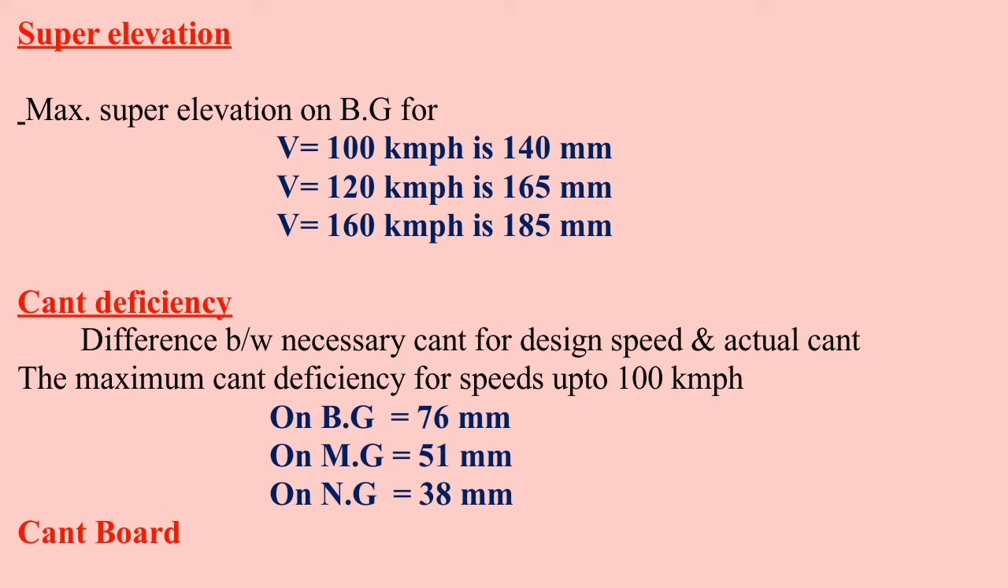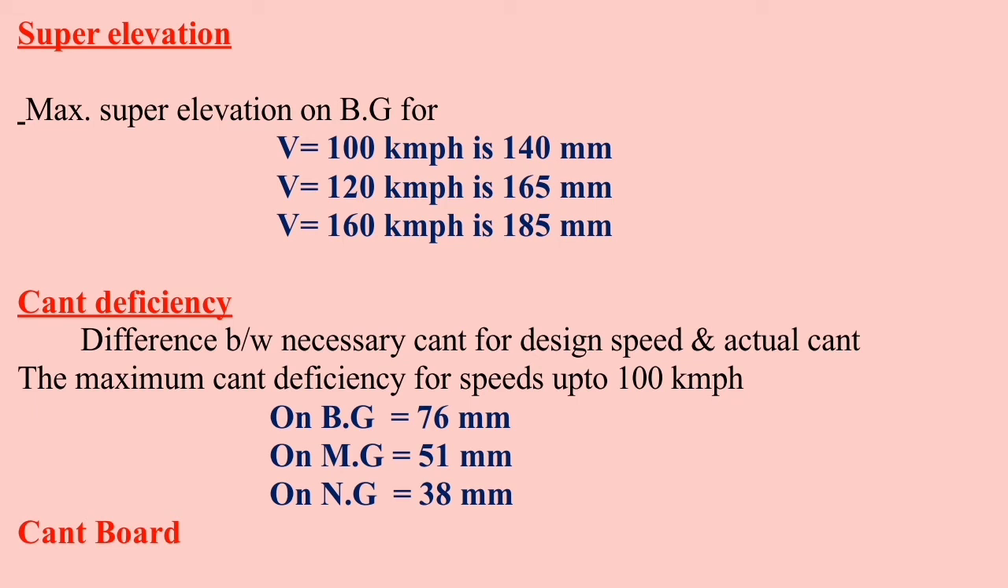And what is a cant deficiency? The difference between equilibrium cant required for maximum permissible speed on the curve and the actual cant provided is known as cant deficiency. And what is a negative cant? At places where a branch line meets the main line on curves, the outer rail of the main rails will be higher than the inner rail. Hence, the outer rail of the branch line will become lower than the inner rail, which is the reverse of the requirement. Such super elevation is known as negative super elevation or negative cant.